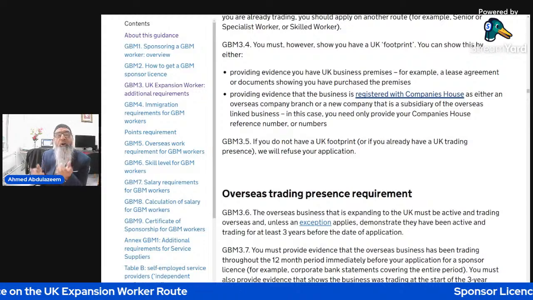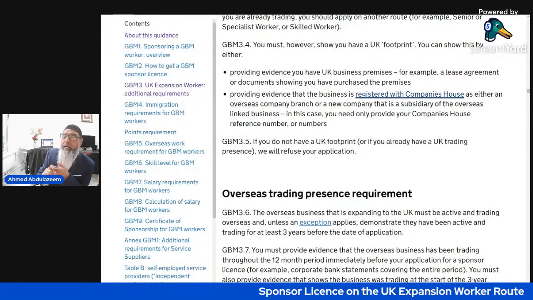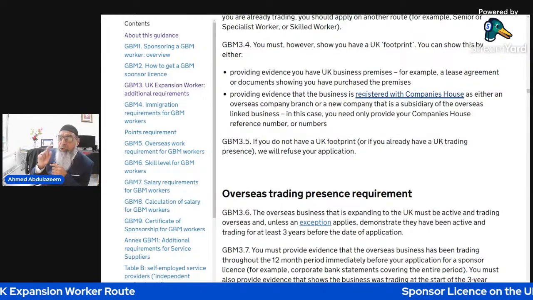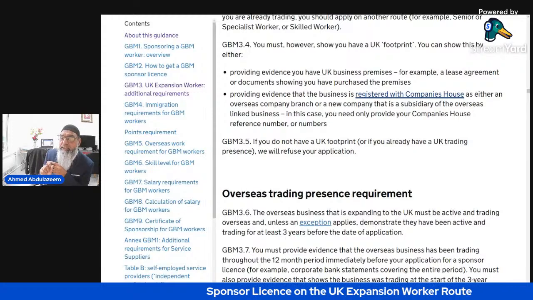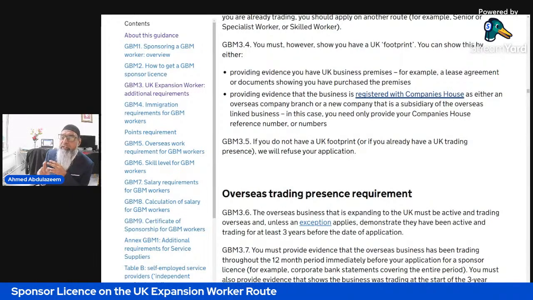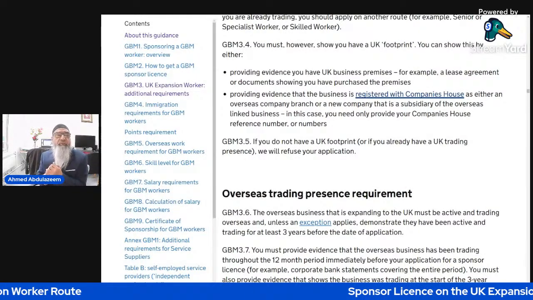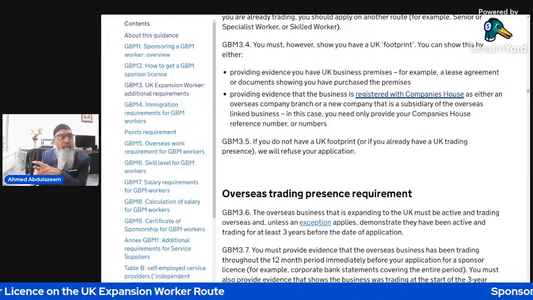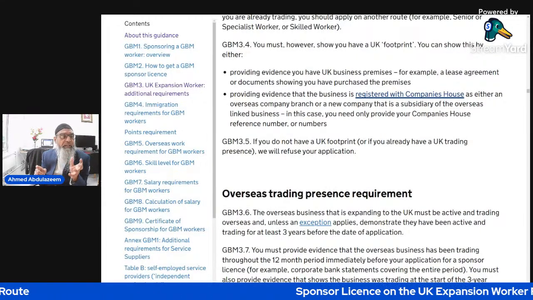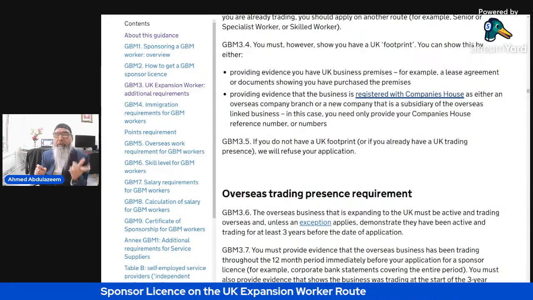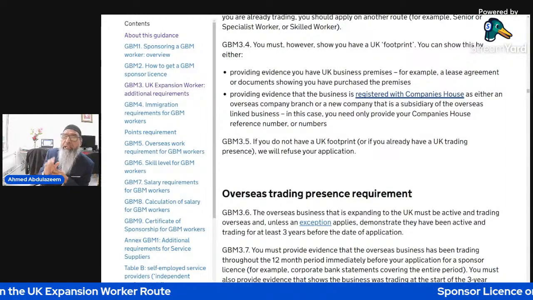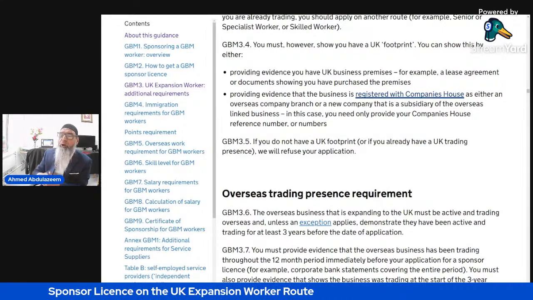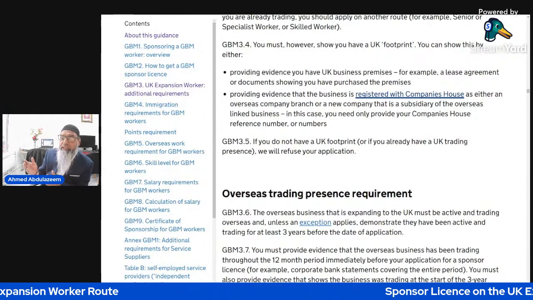This is one requirement. Or alternatively, you need to provide evidence that the business is registered with Companies House, either as an overseas company branch or as a new company that is a subsidiary of the overseas linked business. In this case, you need only provide your Companies House reference number or numbers. I invite the attention of viewers that the business is registered with Companies House. We already covered that in our previous video, how to register a branch in the UK. So the registration number of the branch can be provided in the sponsor license application, and this will satisfy the requirement of proving a UK footprint. So either UK business premises evidence, or the reference number with Companies House.